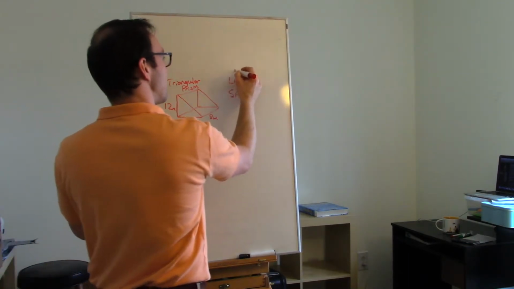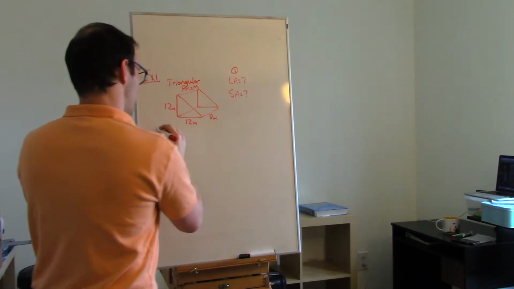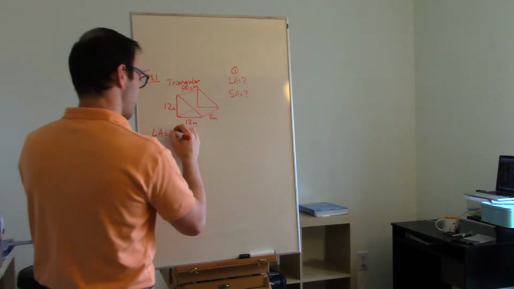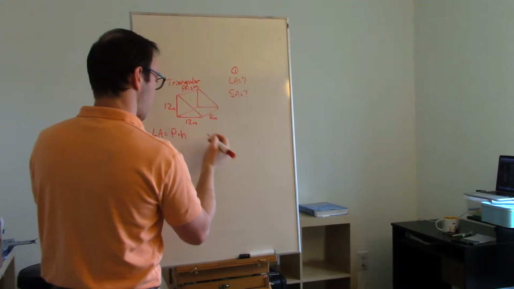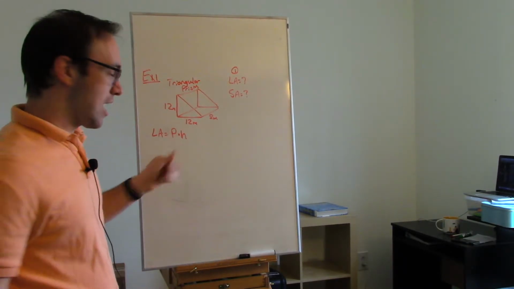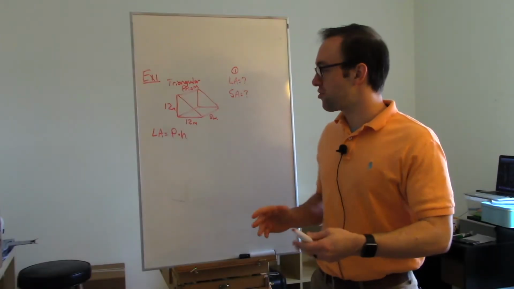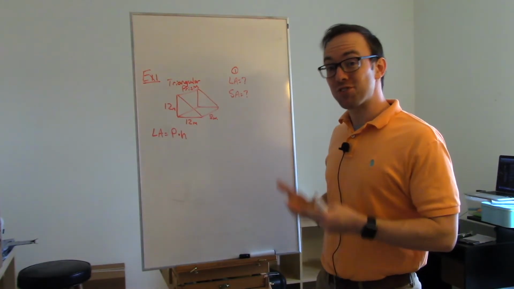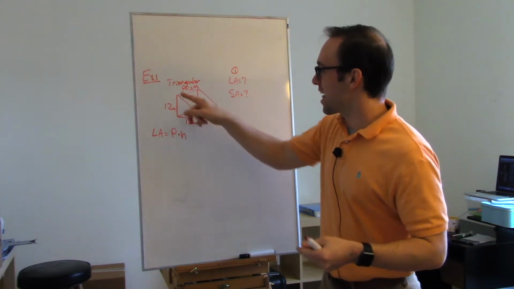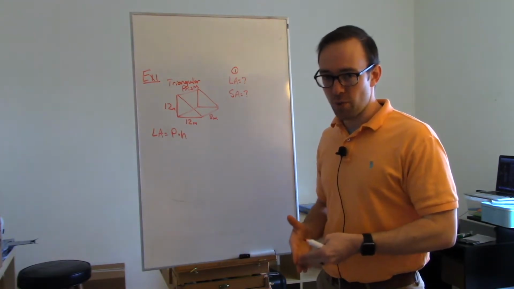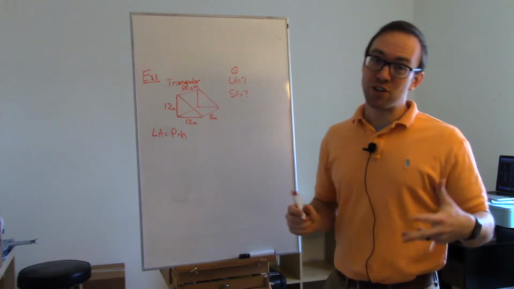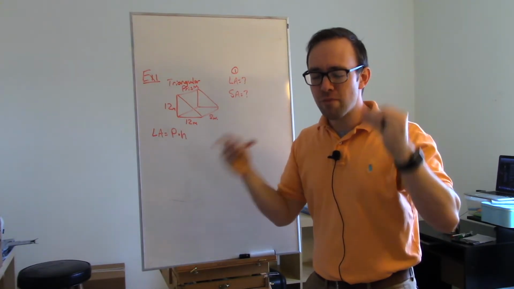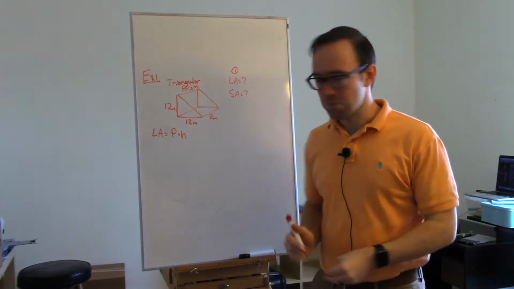The first thing that we need to do is find the lateral area. So our lateral area is equal to the perimeter times the height. As you can tell, we don't have the entire perimeter of that triangle. So what we're going to have to do first is get that third side of our triangle. We can do this by utilizing one of the most popular theorems in all of math, the Pythagorean theorem.